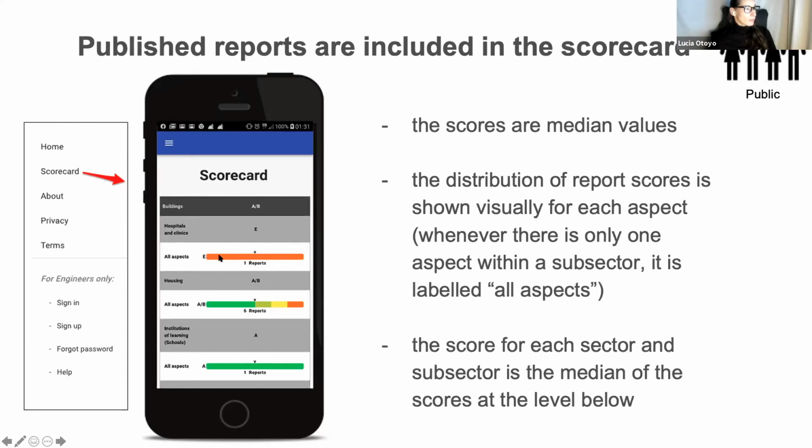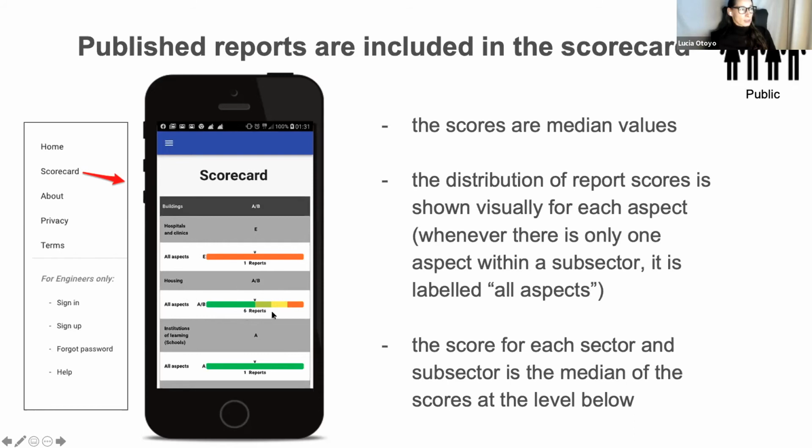Now, we can see within these bar charts how many reports have been submitted for a particular aspect. So for buildings, hospitals, clinics, and all aspects, we can see there is only one report, and the grade for that report was E. And that's why the grade for the hospitals and clinics is also E, because it's taken from the aspect of that particular subsector. For the housing subsector, we have all aspects where we have 6 reports, and the grades for those 6 reports range from A all the way to E.